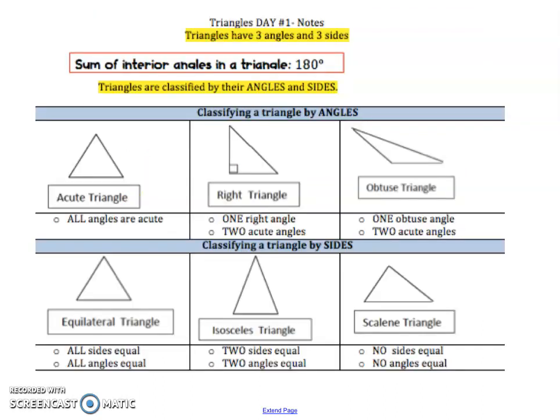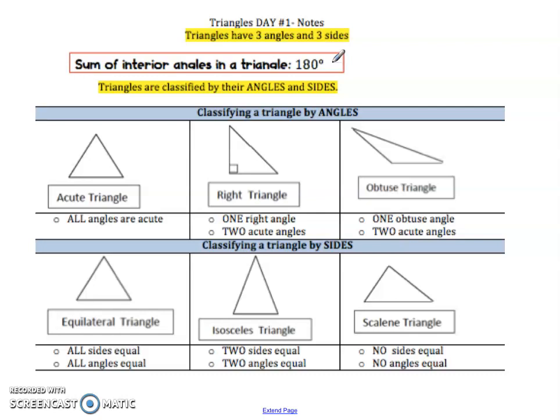So as you can see here, these are the notes that are uploaded in Classroom. Triangles have 3 angles and 3 sides. The sum of the interior angles in the triangle equal 180 degrees. So the 3 angles, when added together, have to total 180 degrees. Triangles are classified by their angles and sides.